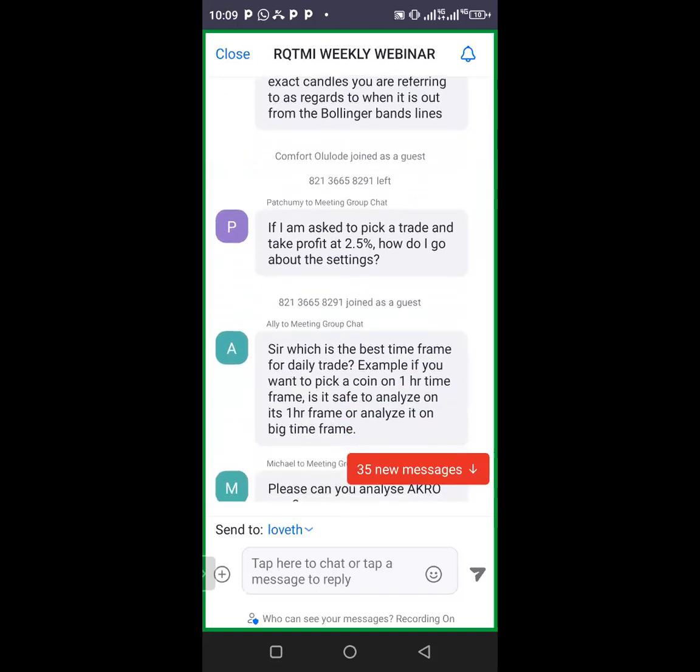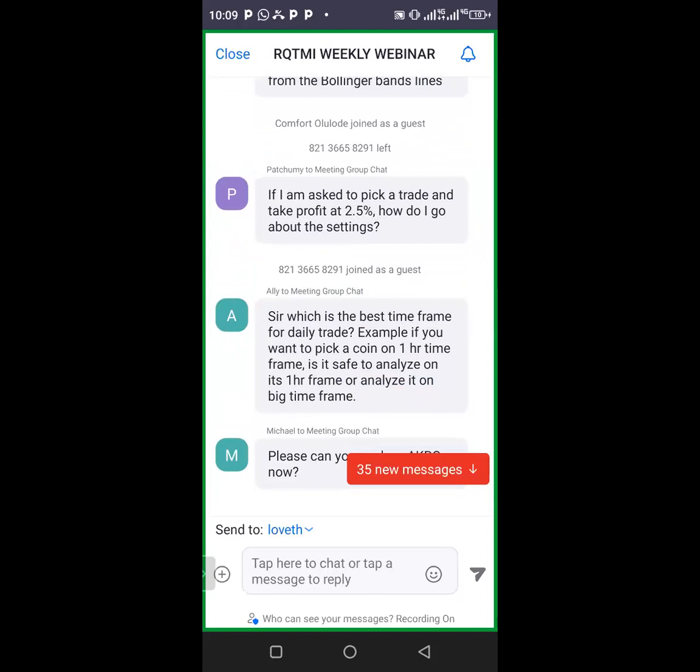So, which is the best time frame for daily trade? Best time frame, we use 1 hour, 4 hour, and 1 day. Those are the time frames that we use to trade. If you want to pick a coin on 1 hour time frame, is it safe to analyze on each 1 hour frame or analyze a bigger time frame? No, if you have watched our video on stochastic, you would understand that you don't just pick on one, you look at the longer time frame. If you're trading on 1 hour, you confirm on 4 hours.